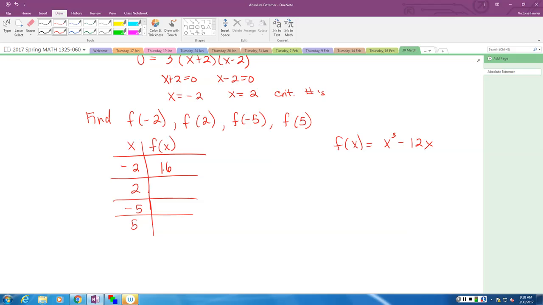What about f of 2? So I go 2 cubed minus 24. I can get out my calculator. It is negative 16.